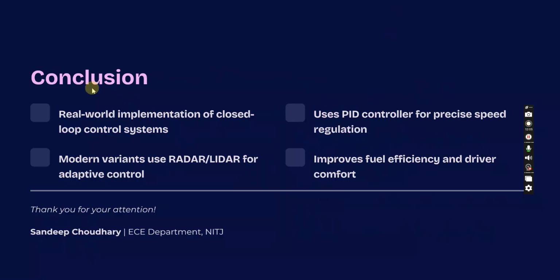Let's conclude this video. We have seen the real-world implementation of closed-loop systems. We have seen how a PID controller is used for precise speed regulation. We have seen how modern variants use radar and lidar for adaptive control, and we also discussed the example of cruise control, which improves fuel efficiency and driver comfort.